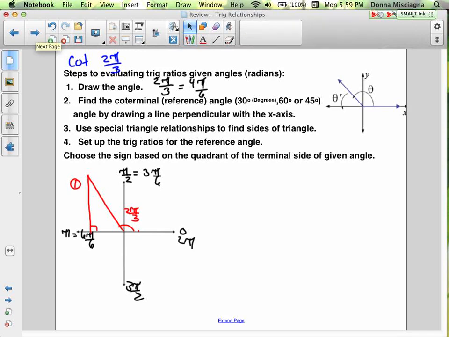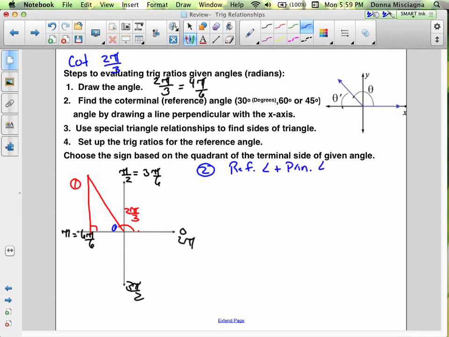Step number 2, we're going to find the reference angle. Notice that together, the reference angle and the principal angle equals 180, or excuse me, equals pi, which is the same as 180, but we're in radians. That means that the reference angle is equal to pi minus the principal angle.